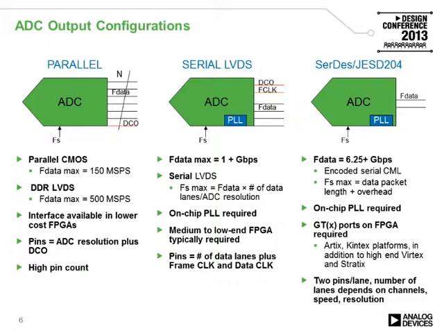JESD204 uses current mode logic and uses 2 pins per lane. The number of lanes depends on the number of channels, speed and resolution. In order to interface with JESD204 converters, gigabit transceivers are required, which are only available on higher-end FPGAs such as Virtex or Kintex FPGAs. More details on JESD will follow on the coming slides.